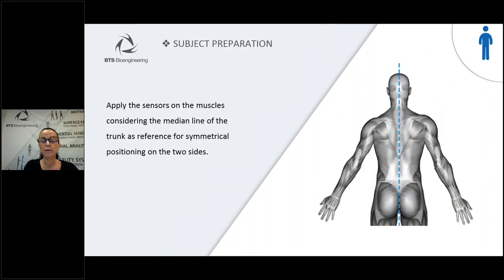FREEEMG probes should be applied to the trunk muscles bilaterally. The choice of muscle setup, that is the list of the muscles to be analyzed, can be free and decided by the clinician according to the specific needs related to the patient. Therefore, both muscles from the back and the front of the trunk can be selected. But it's very important that for each muscle of the right side, there is the homologous muscle on the left side. The median line of the trunk can be used as a reference for the symmetrical positioning of the probes.